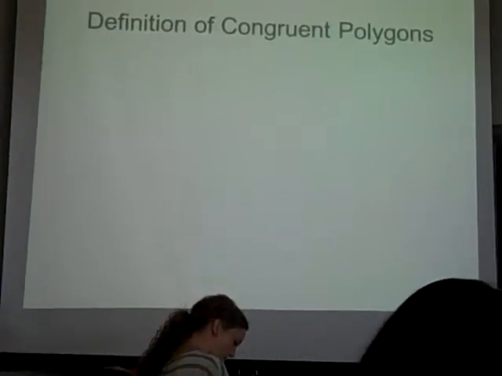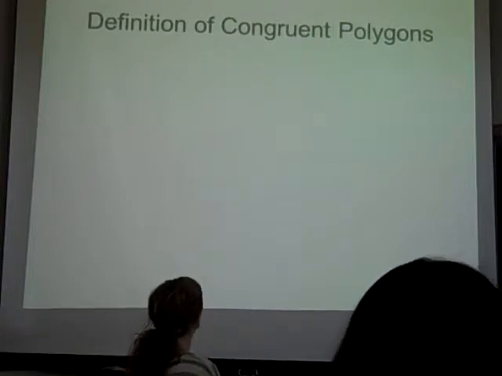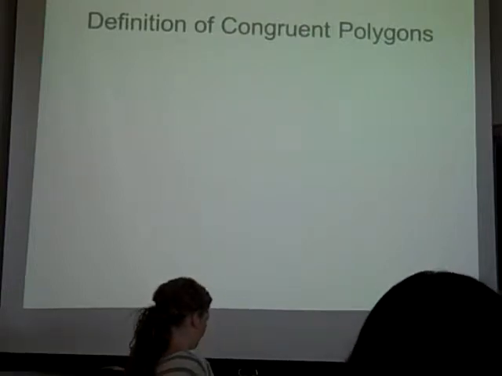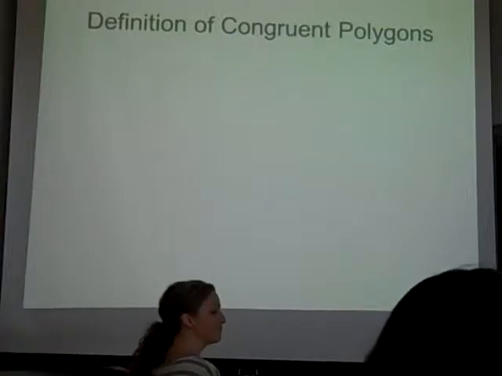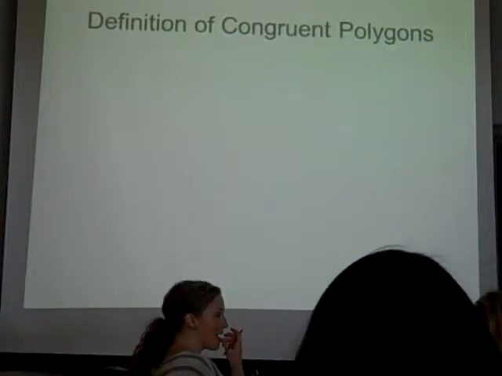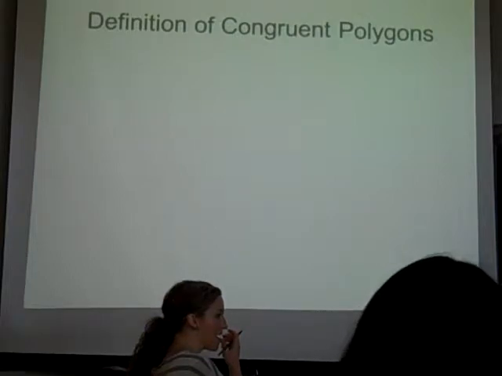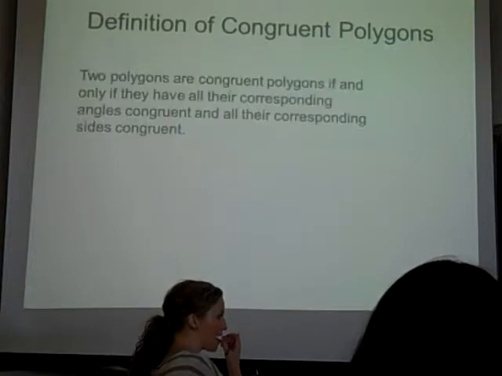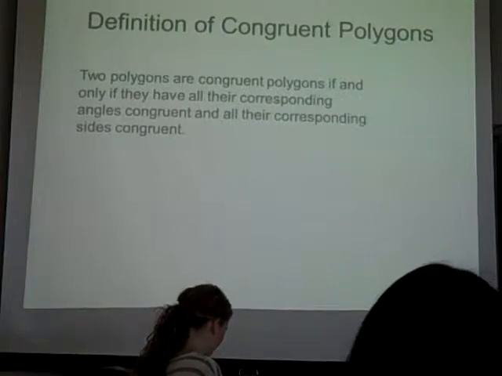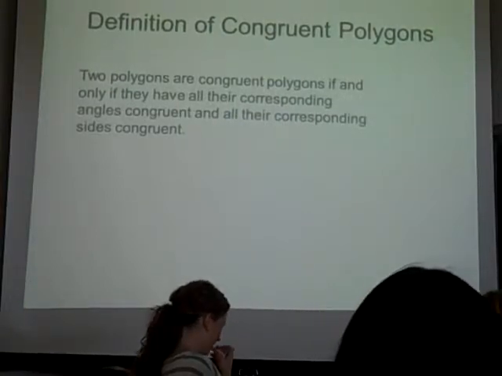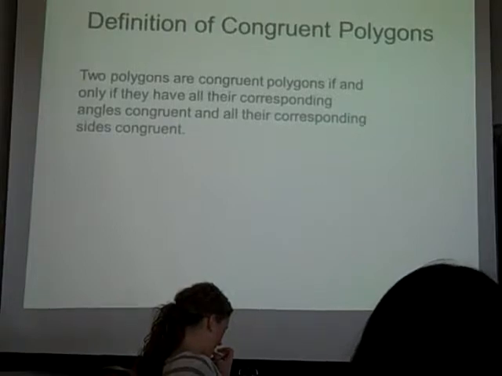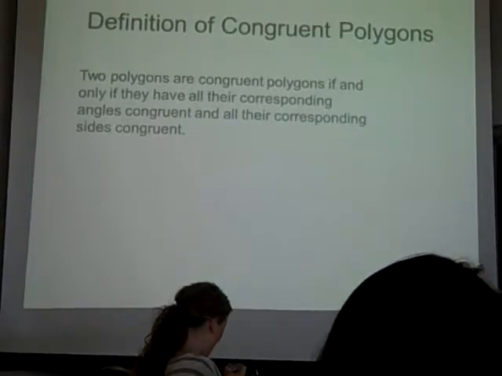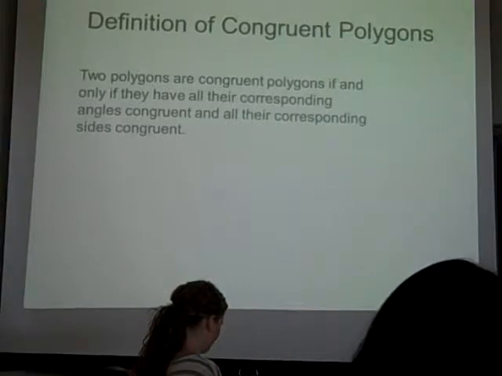So let's give you a definition of congruent polygons. Anything in this PowerPoint you do not need to write down because the PowerPoint is available to you on Island. If there are other things we talk about and ideas you come up with that aren't on the PowerPoint, feel free to take notes on them. Two polygons are congruent polygons if and only if they have all their corresponding angles congruent and all their corresponding sides congruent. So there's two things that they have to have: sides and angles.